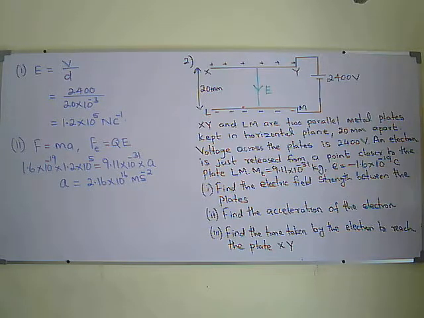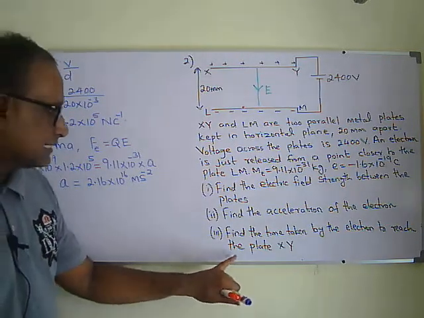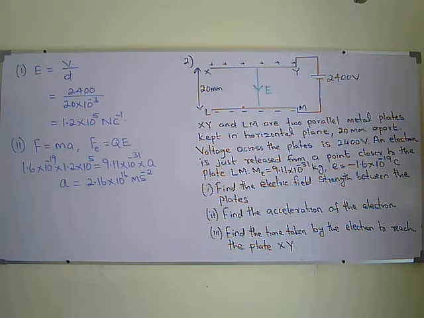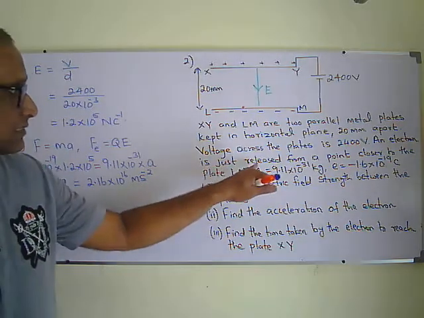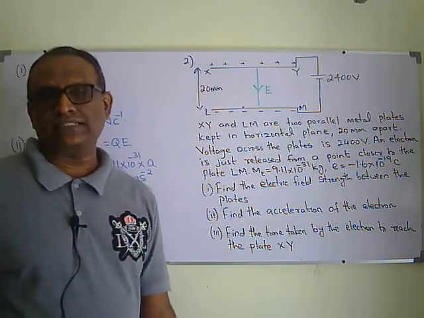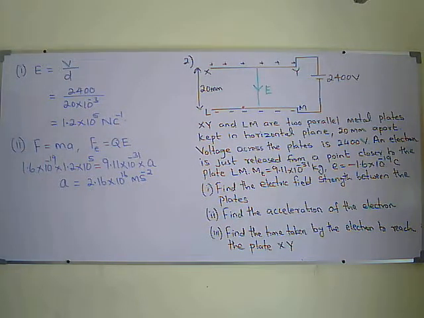Right. So the third part: find the time taken by the electron to reach the plate XY. So it's going to accelerate towards plate XY. They ask me to find the time taken. The electron is released, which means just released, so we should take the initial speed as 0. So the electron is accelerating from LM to XY.